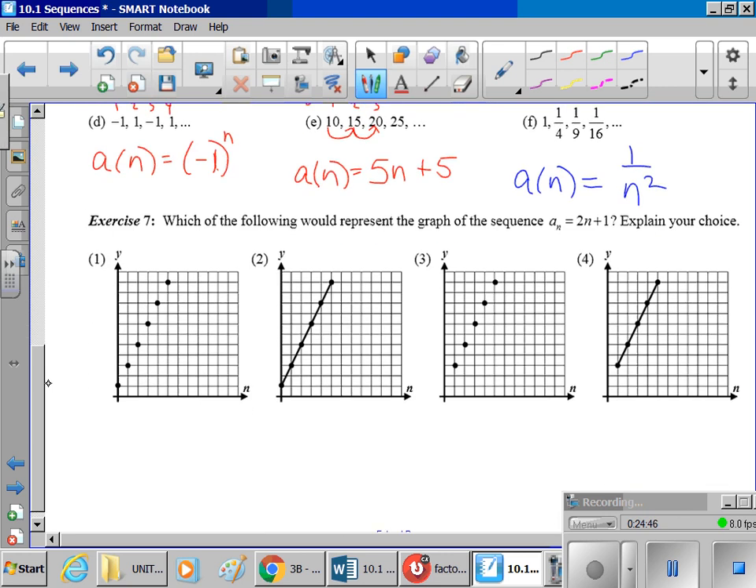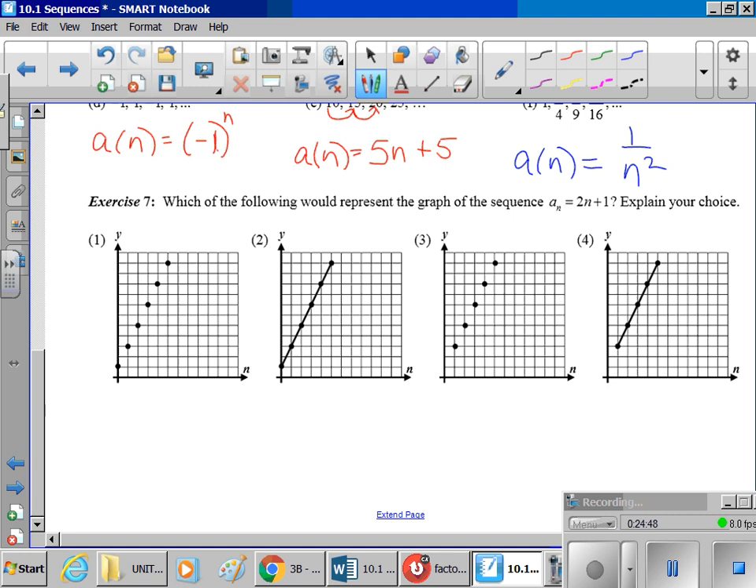So moving on to exercise 7. And this is the last one. I know we're getting a little long-winded here. Which of the following would represent the graph of the sequence? Now, if you remember, and it says explain your choice.